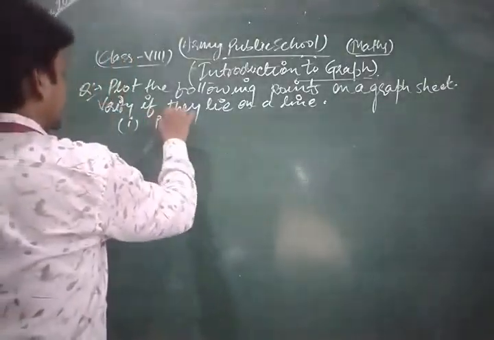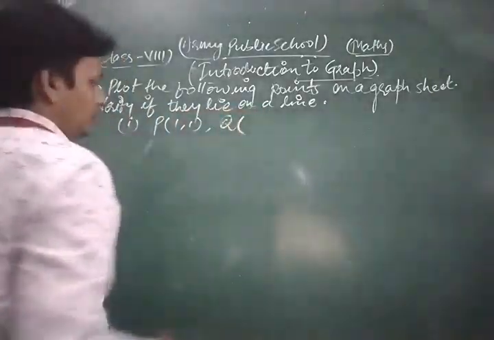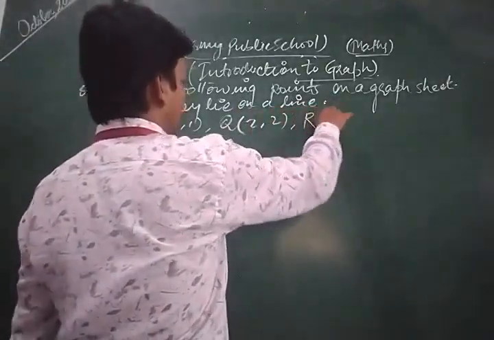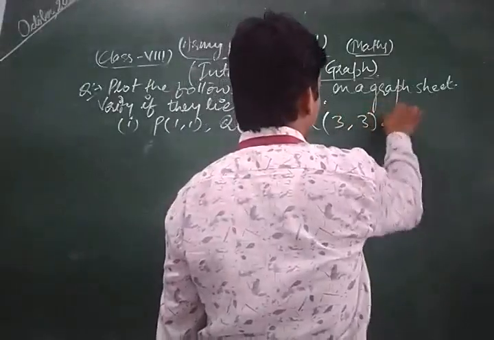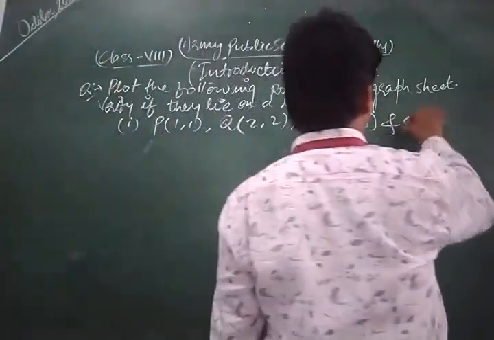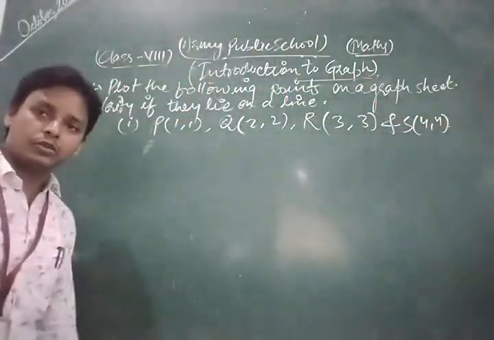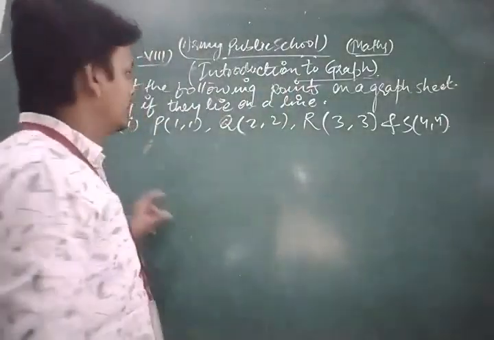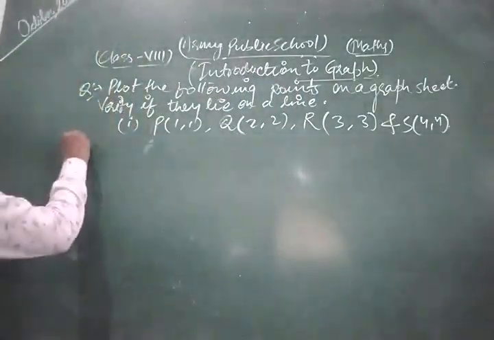The coordinates are P(1,1), Q(2,2), R(3,3) and S(4,4). Okay, dear friends, this is the question. Plot the following points on the graph sheet and verify if they lie on a line. Now let's see its solution.